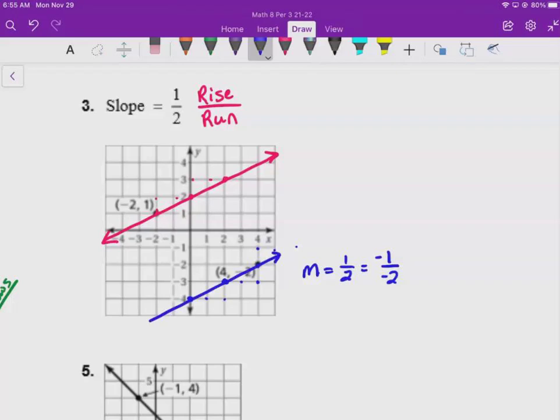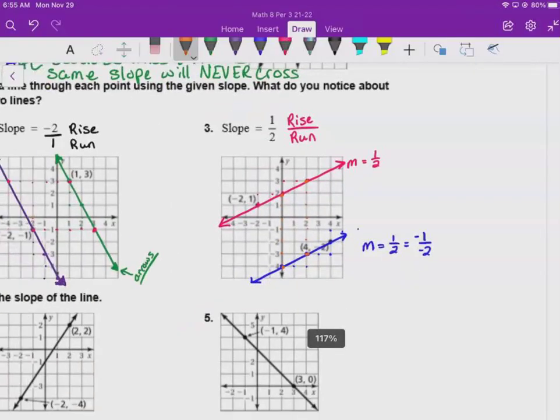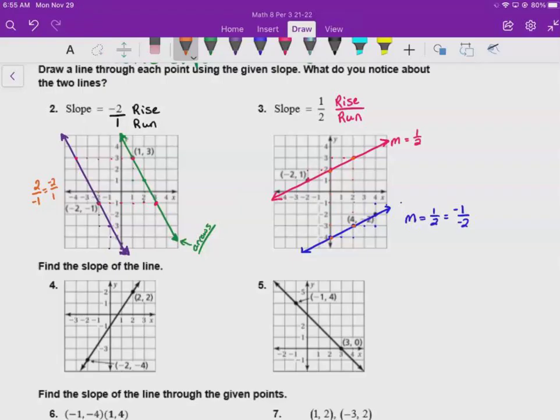So this line right here, this line right here, same thing. If I want to count from this point, I can go 1, 2, 3, 4, 5, 6. I'm on the line. From this one, 1, 2, 3, 4, 5, 6. I'm still on the line. Okay, so if they have the same slope through 2 different lines, then the lines are going to be parallel. They will never cross.